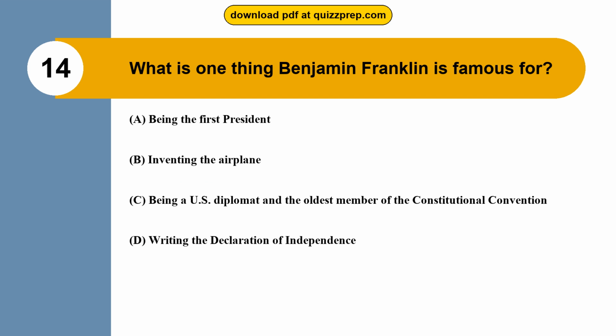Question 14. What is one thing Benjamin Franklin is famous for? Option A, being the first president. Option B, inventing the airplane. Option C, being a U.S. diplomat and the oldest member of the Constitutional Convention. Option D, writing the Declaration of Independence. The correct answer is option C, being a U.S. diplomat and the oldest member of the Constitutional Convention.